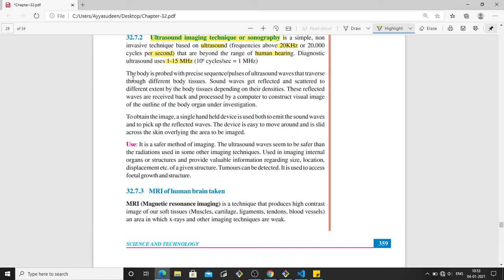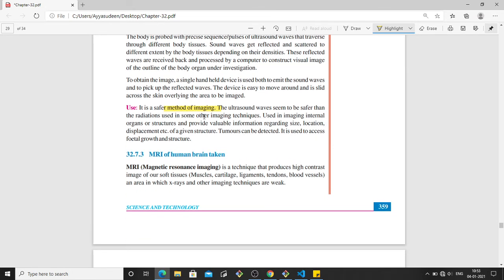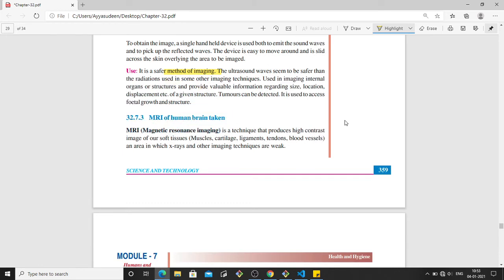So this ultrasound is passed in, and these waves get reflected and scattered to different extents in our body tissues depending upon the density of the tissue. Then finally the reflected waves are received and processed by a computer, and the computer forms a visual image. Okay, so that's how ultrasound imaging works. It is a safer method of imaging, safer than radiation, because in radiation there might be some issues. Tumors also can be detected.